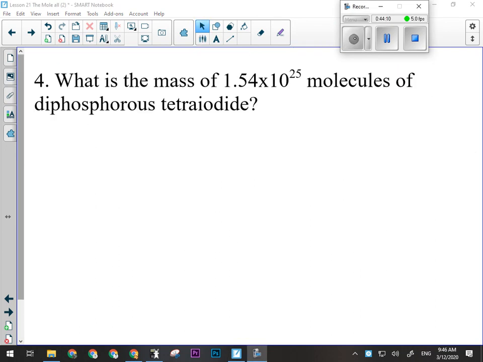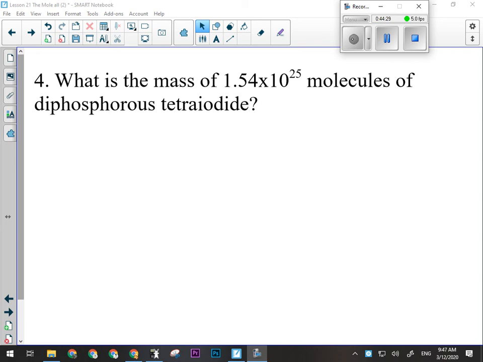So this one works backwards. They're telling us, here's the number of molecules. What's the mass? So how much mass is there if I have this many molecules of this particular compound? So we're actually going to almost do the reverse of what we just did a minute ago in order to solve this one. I'll give you a sec to get that written down, and then I'll walk you through it.